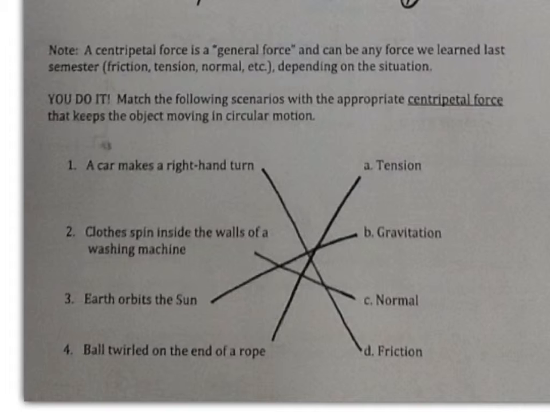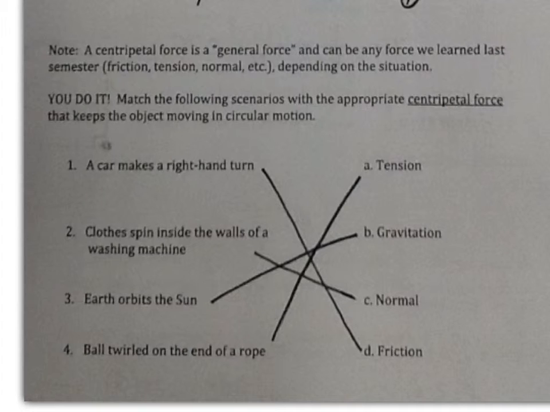For number 2, clothes spin inside the walls of a washing machine. That would be a normal force, because if you've ever seen this happen, after you pull the clothes out, or before you're about to, all the clothes are on the outside edge of the machine. The inertia is keeping them to the outside, but it's that centripetal force that keeps them inside of the dryer. Number 3, Earth orbits around the sun. That's gravitation, which we'll get into in the next notes.